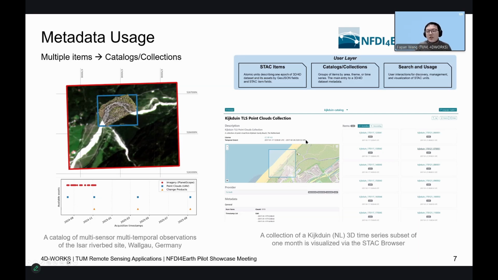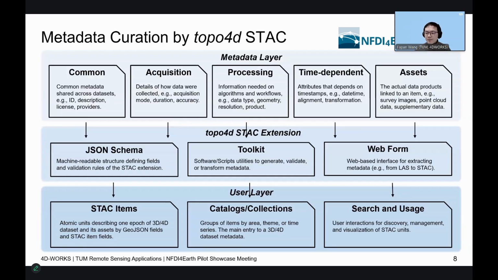So these hierarchical structures can become the main entry point for 4D data. It can allow the users and also the systems to easily search, filter, and visualize the data sets across the spatial, temporal, or even semantic dimensions. And they don't have to inspect every single file, just look through these catalogs.